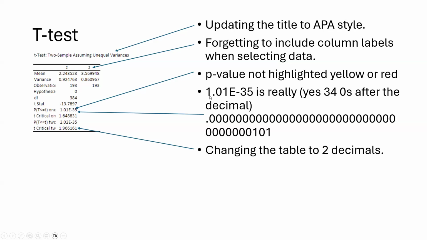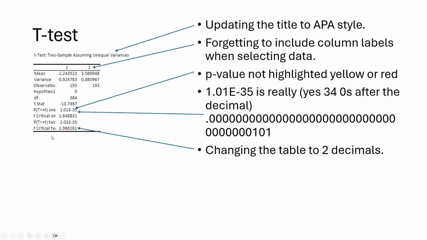Also remember what this thing is here with the E minus 35. Remember, this is in your cheat sheet. So yes, this really is 34 zeros after the decimal. So you go right here. That's what it technically looks like.